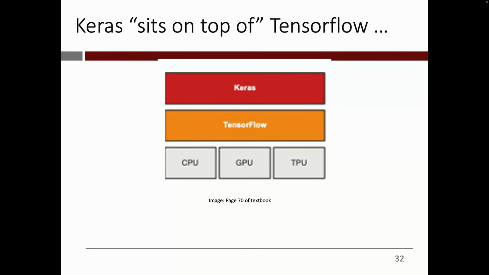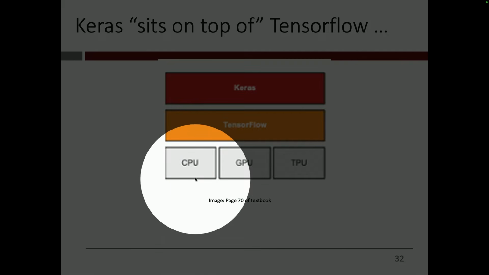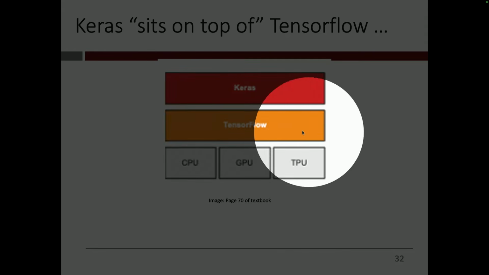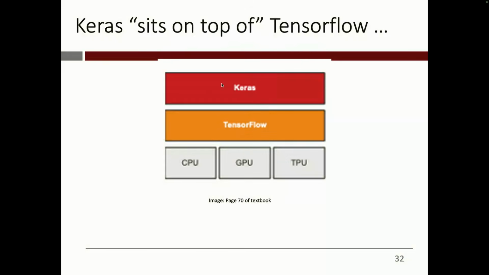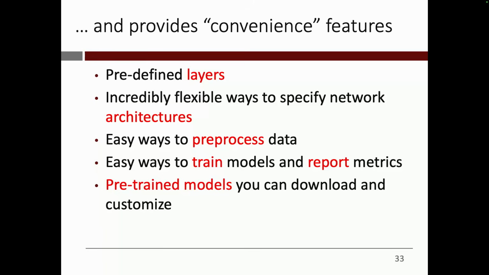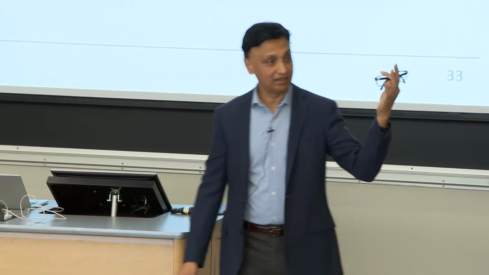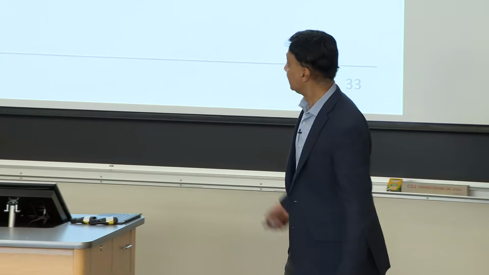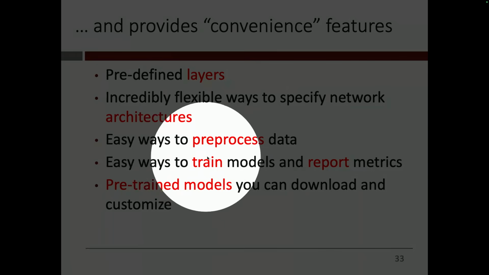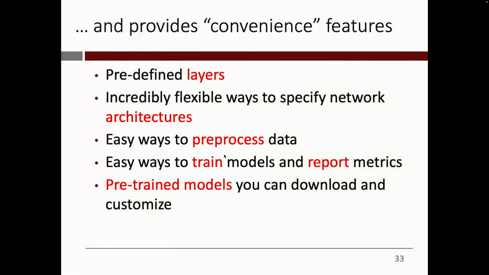Okay, now Keras sits on top of TensorFlow, right? TensorFlow, this is the hardware you have. TensorFlow sits on top of the hardware. Keras sits on top of TensorFlow, and it basically gives you a whole bunch of convenience features. So for example, it gives you the notion of a layer, right? We already saw keras.dense is a dense layer. It gives you the notion of activation functions, and so on and so forth. It gives you easy ways to pre-process the data, easy ways to train the model, report on metrics, calculate validation loss, validation accuracy, training loss, all the metrics we care about. And then it also gives you a whole library of pre-trained models that you can just use and adapt for your particular problem. So it gives you a whole bunch of conveniences, and that's why it's very popular.